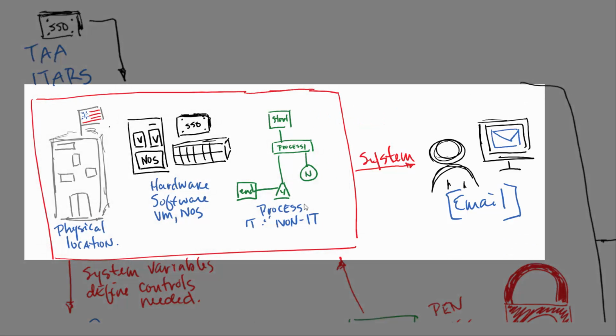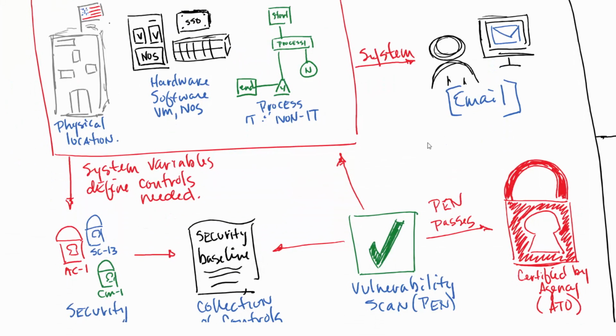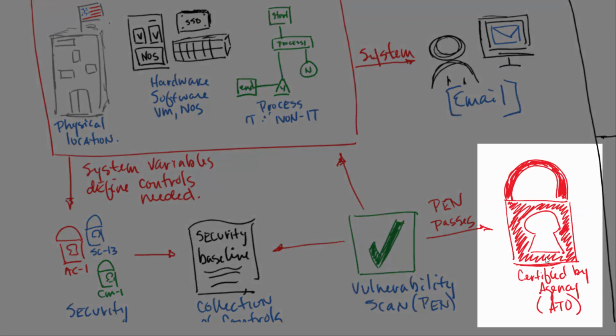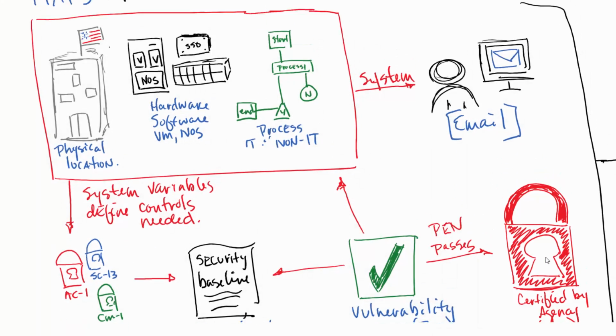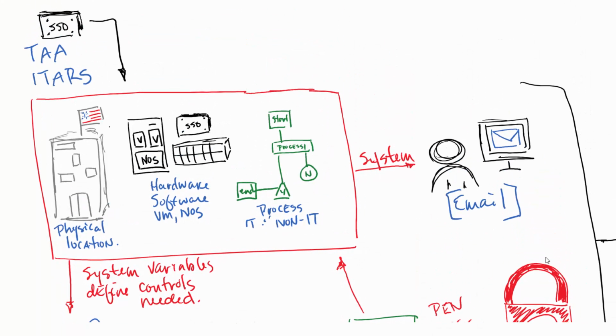This constitutes, inside of this red box, a system. And a system includes the physical location, hardware, software, virtual machines, operating system, all of that, as well as process, IT and non-IT process. And when we get a security ATO or a secure baseline, a certification, some would call it, this is what we are seeking, right? We're seeking a system certification.